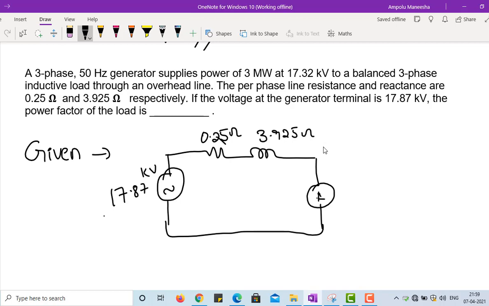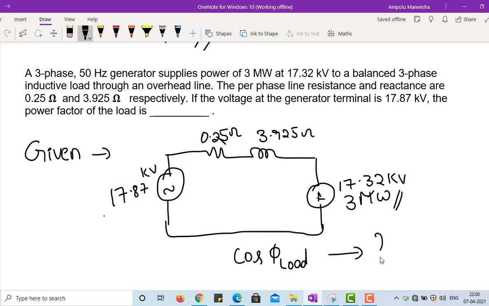3.925 ohms. And also it is given that the generator is supplying to the synchronous motor, right? Synchronous motor terminal voltage is 17.32 kilovolts. And how much it is supplying? 3 megawatts of power it is supplying. And what we need to find? We need to find the cos phi of the load, power factor of the load we need to find.